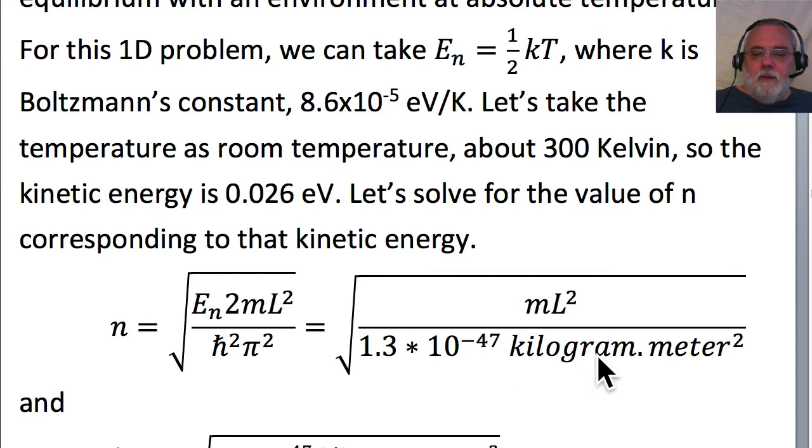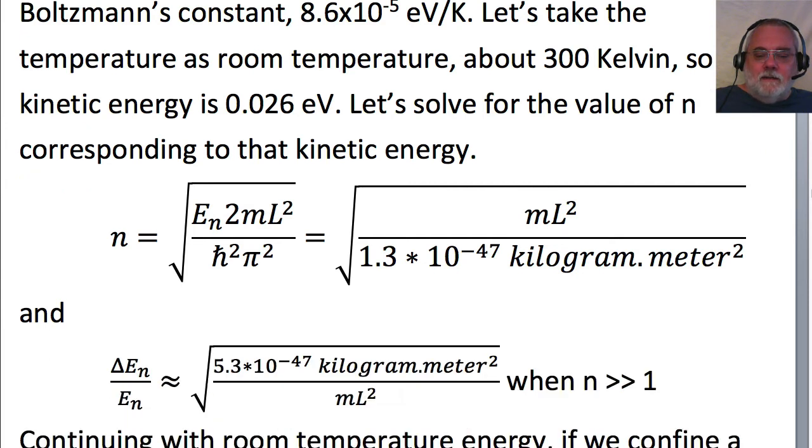When we substitute it in, we get that n will be the square root of ml squared, for whatever object we're talking about in whatever confined box we're talking about, divided by 1.3 times 10 to the minus 47 kilogram meters squared. We can plug that into the delta E over E formula, and we get approximately the square root of 5.3 times 10 to the minus 47 kilogram meters squared divided by ml squared, when n is much greater than 1, which is the case we're going to be concerned with.